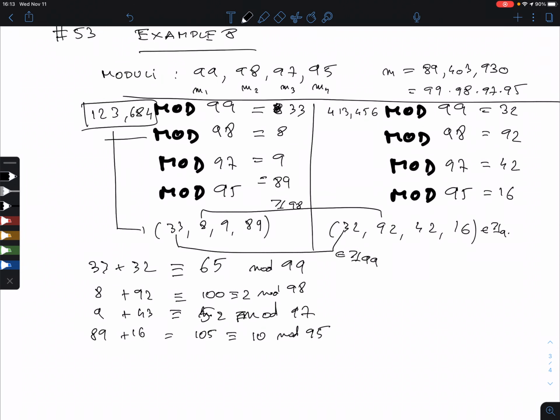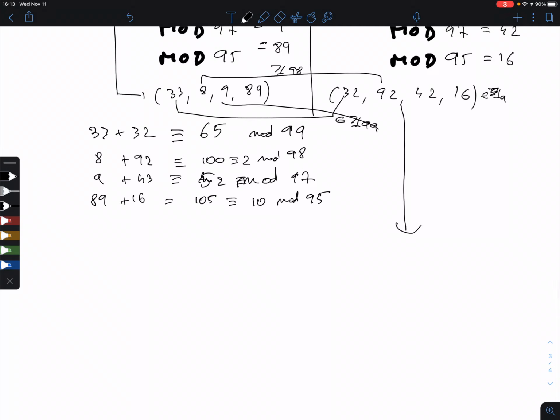Sorry, I do not have enough space. I'm going to write it down here. So what I'm saying is, I go down here. These two tuples, where are they sitting? Well, the first entry is in Z99. The second one, and so we do this Cartesian product, is in Z98. The third one in Z97, and the fourth one in Z95.